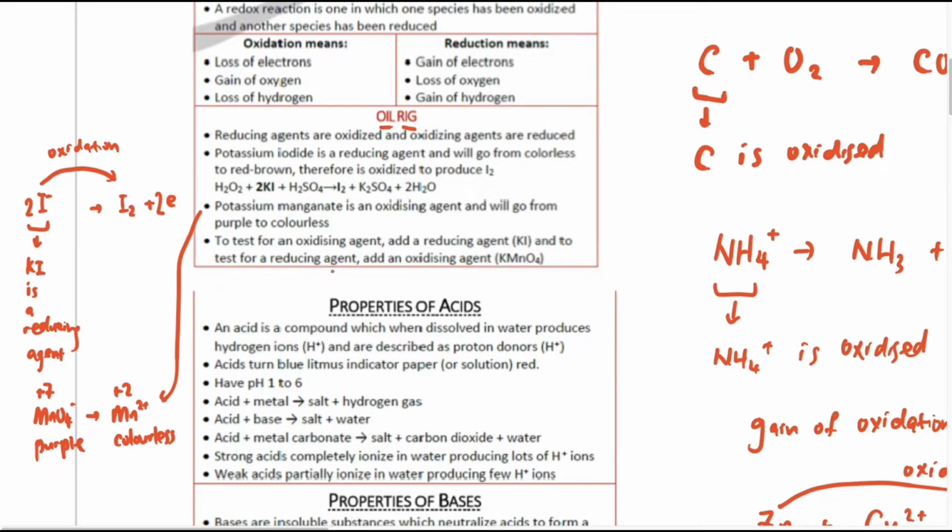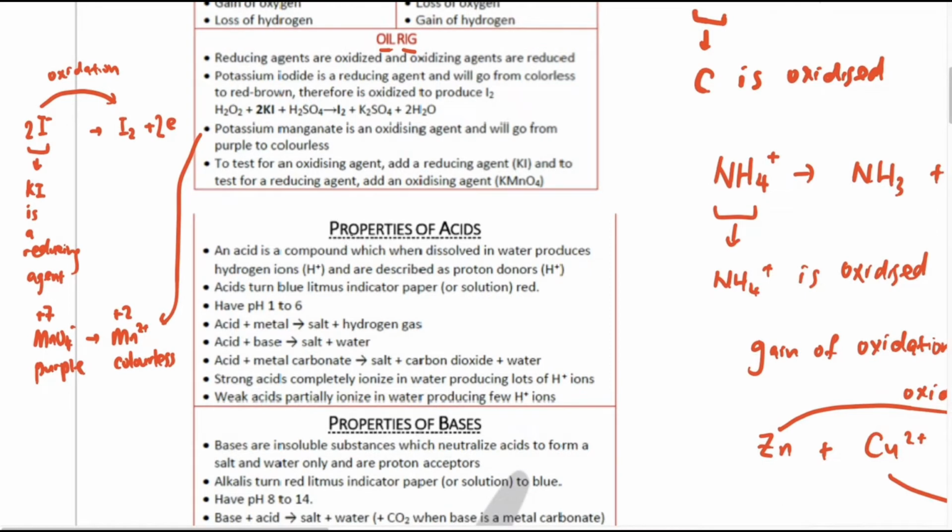The second point here: if you have a chemical and you want to see whether it is a reducing agent or not, you add an oxidizing agent to it. If the oxidizing agent changes color from purple to colorless, that means this chemical is a reducing agent. So that is how we test it. Up to here, we need to know two examples: one for reducing agents and one for oxidizing agents. The reducing agent is potassium iodide. The oxidizing agent is potassium manganate. So you have to remember these two.